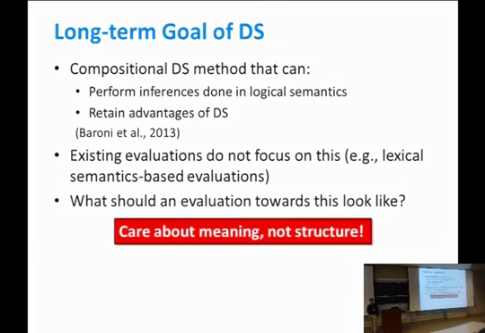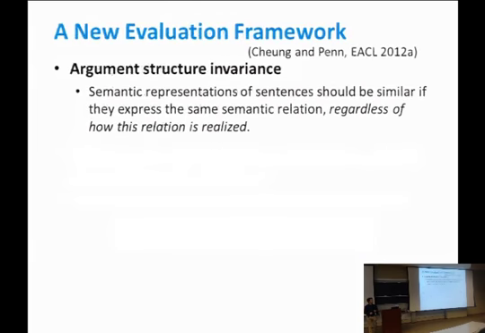So what I'll try to emphasize is that what we care about is meaning rather than structure. So this is basically this idea of argument structure invariance. So now I'll start talking about an evaluation framework we came up with based on this idea of argument structure invariance. So what argument structure invariance says is that semantic representations of sentences should be similar if they contain or express the same semantic relation, regardless of how this relation is actually realized in the text.